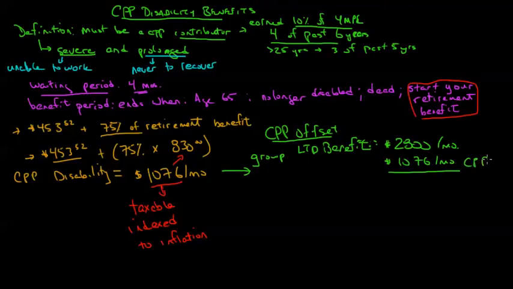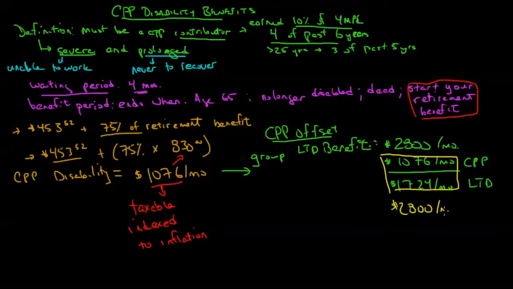So now their long-term disability benefit would be reduced. They would now have a $1,724 a month LTD benefit, or long-term disability benefit. They're still getting their full $2,800. They're just getting it from two sources now, just from the combination of their group benefits and Canada Pension Plan. It's still a total of $2,800.